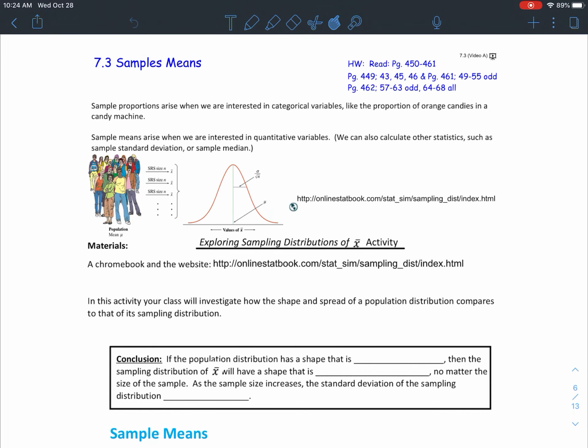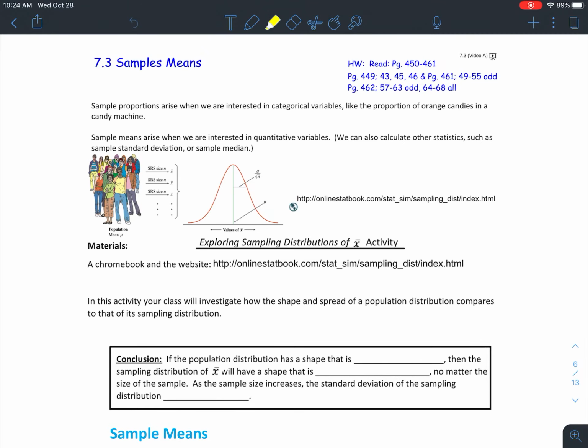All right, we're going to start section 7.3 today. We've been discussing in this whole chapter about sampling distributions, and in the last section we talked about how to use sampling distributions to estimate a sample proportion. Now we're just going to shift gears and look at how to use a sampling distribution to estimate a sample mean, or a population mean rather.